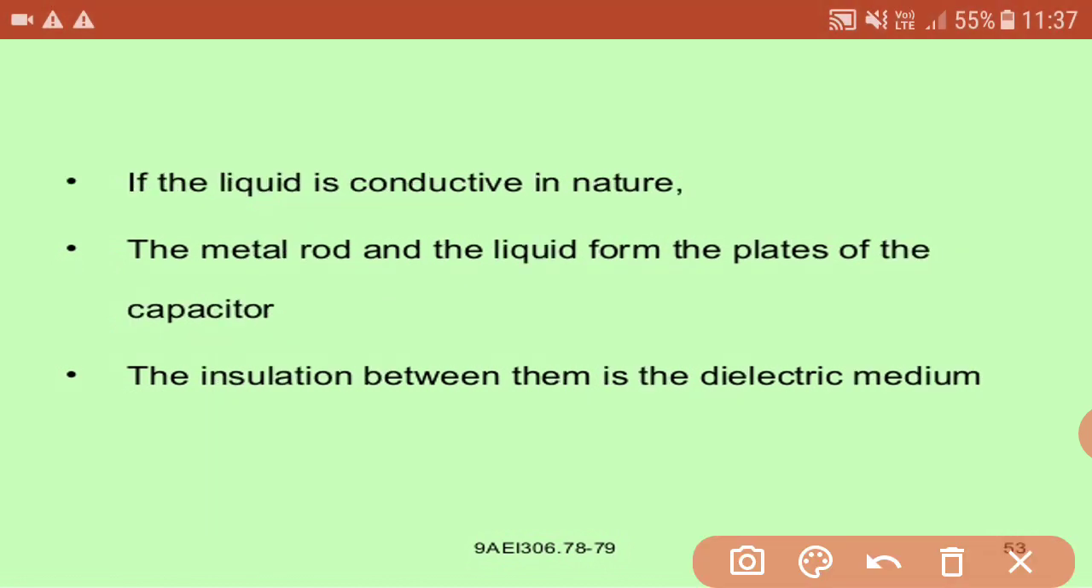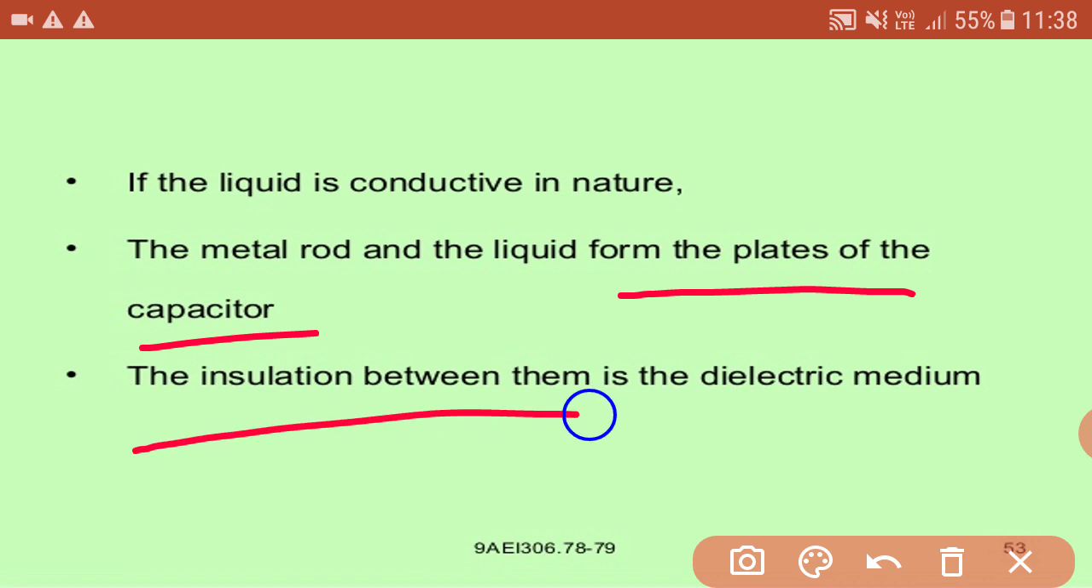If the liquid is conductive in nature, the metal rod and the liquid form the plates of the capacitor. So if the liquid is conductive type, then this liquid will also be considered as one plate of the capacitor. The insulation between them is the dielectric medium. So the insulation between these two will be considered as a dielectric medium.